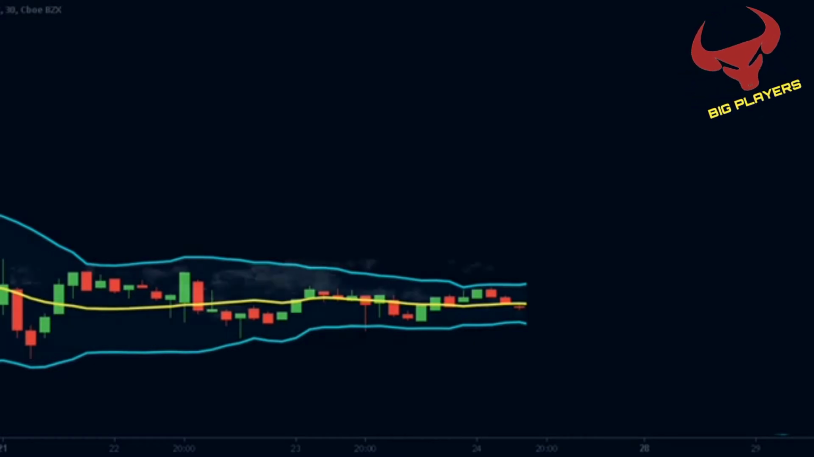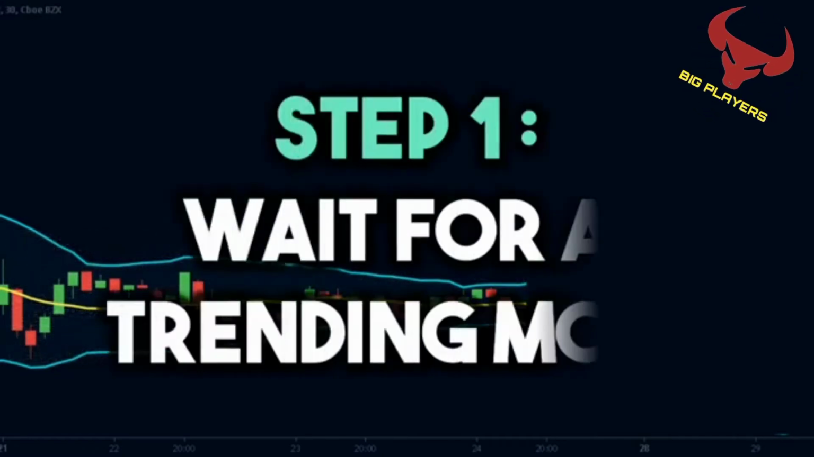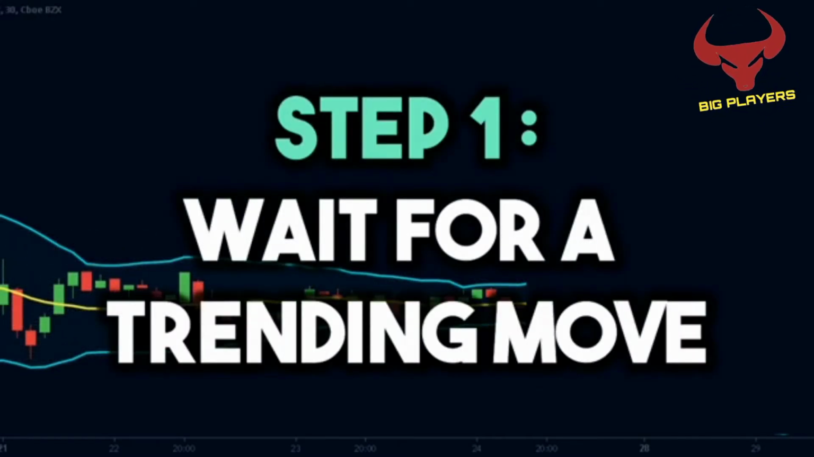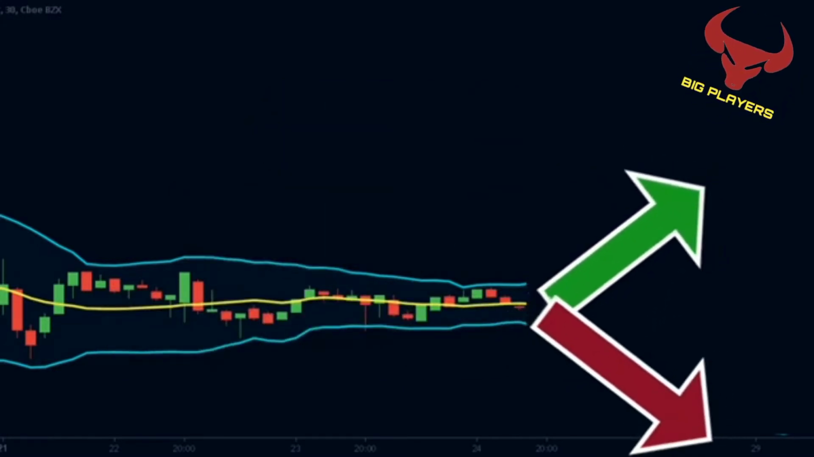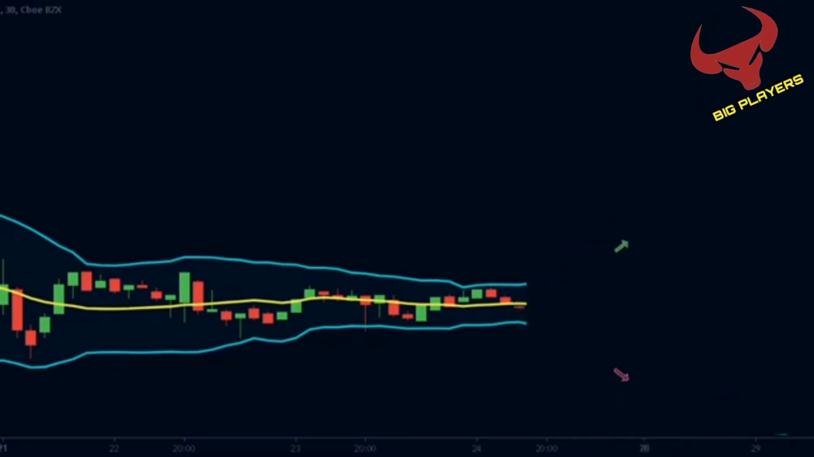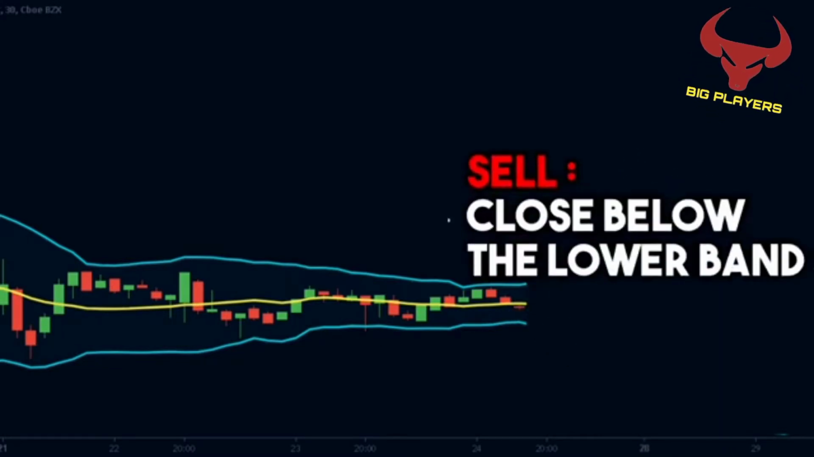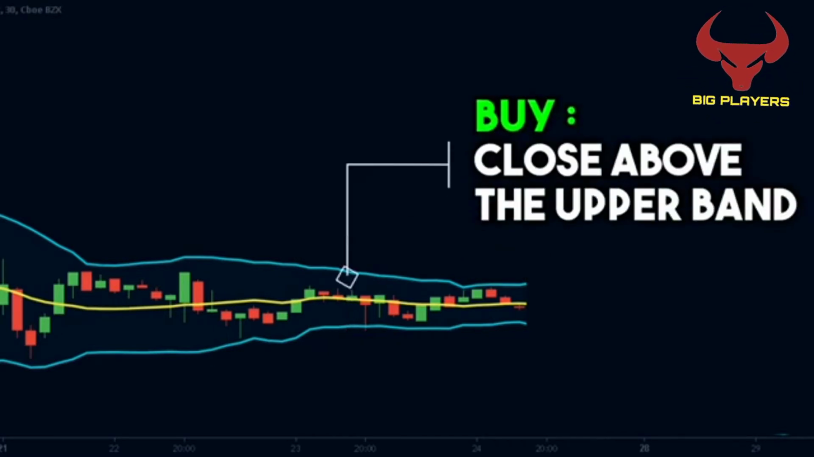We have successfully identified an area of low volatility. The second step is to wait for the market to make a trending move. The trending move could be in any direction. Hence, we have to keep an open mind. According to this strategy, we sell when the price closes below the lower band. Similarly, we buy when the price closes above the upper band.